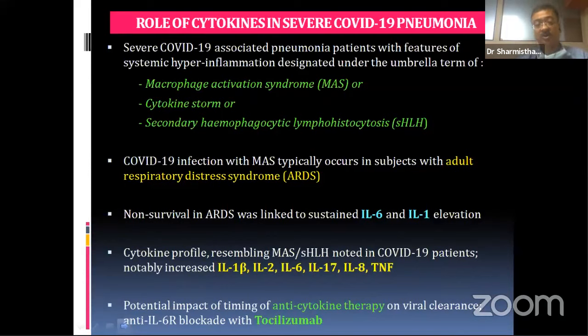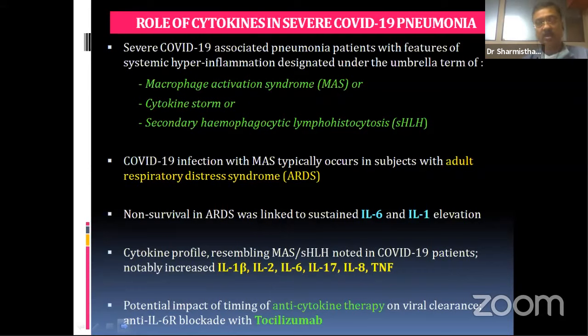So once it leads to ARDS, there is a chance of major insult on the lung, and therefore the chance of death is very high. Now, this depends on the level of IL-6. Very high IL-6 is a very bad prognostic indicator.